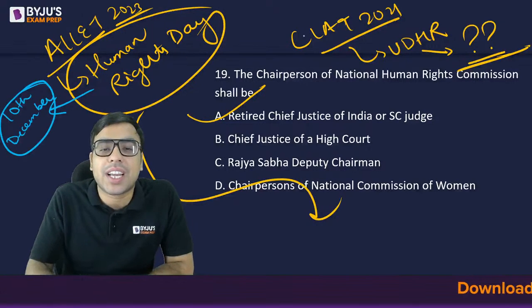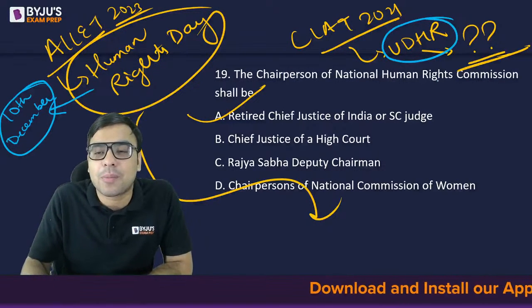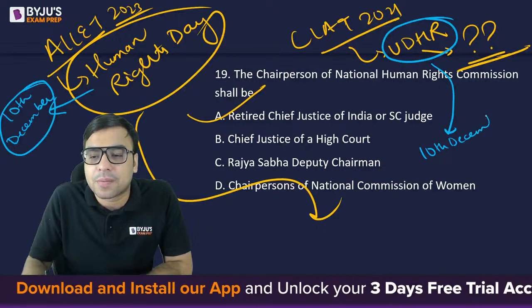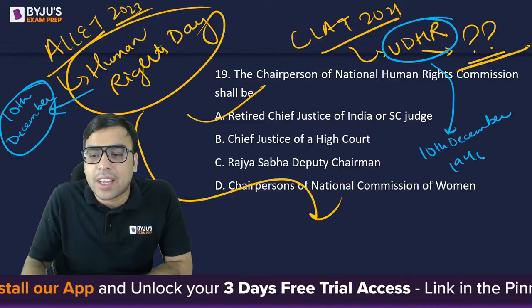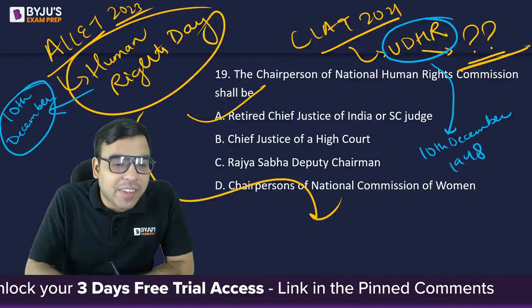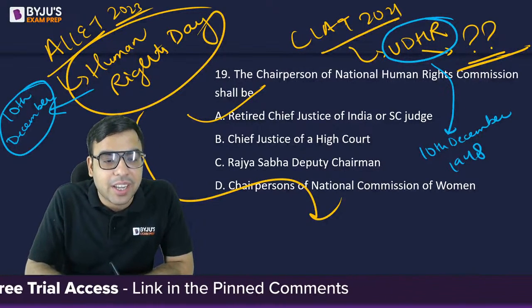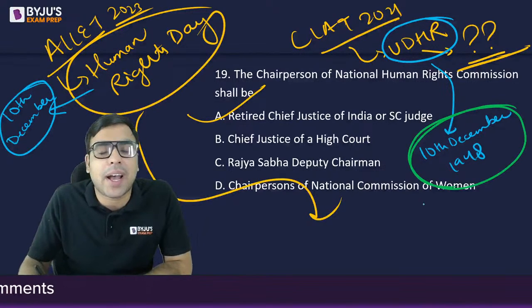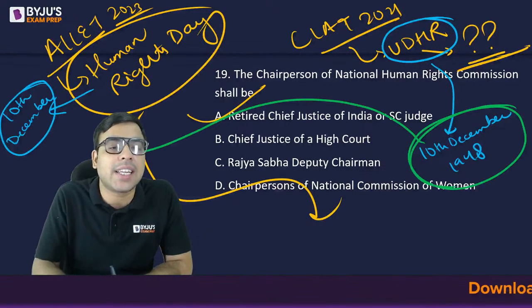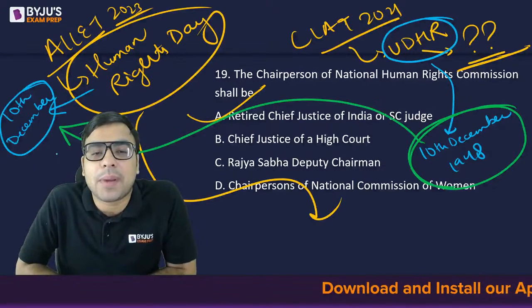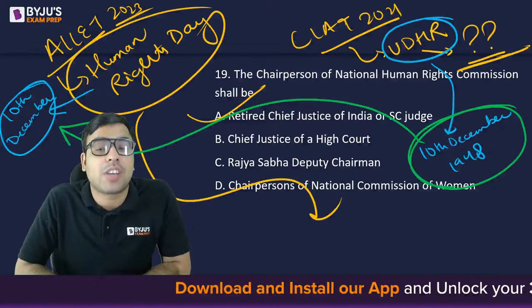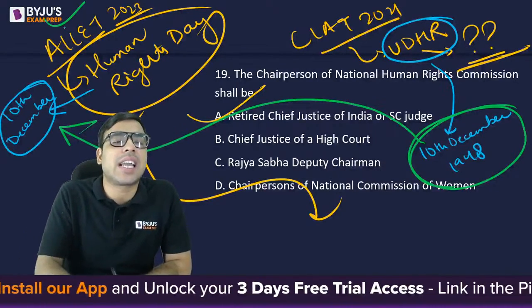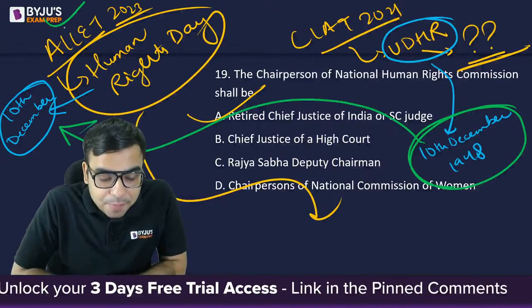और ये क्वेश्चन आया था 2 साल पहले. Universal Declaration of Human Rights was passed on which date? 10th December 1948. ठीक है. आप बोलते हो सर प्रीवियस ईयर क्वेश्चन देखो, प्रीवियस ईयर क्वेश्चन कॉपी करते हैं. Okay, since Universal Declaration of Human Rights was passed on 10th December 1948, that is why 10th December is celebrated as Human Rights Day. So if you have read the CLAT 2021 question paper, you would have answered the ALET 2023 question easily, ठीक है.